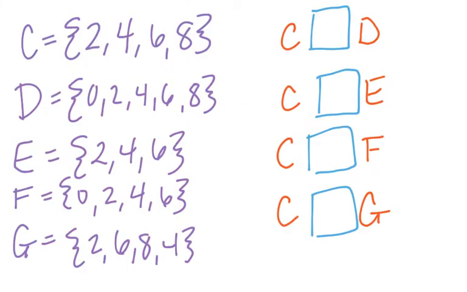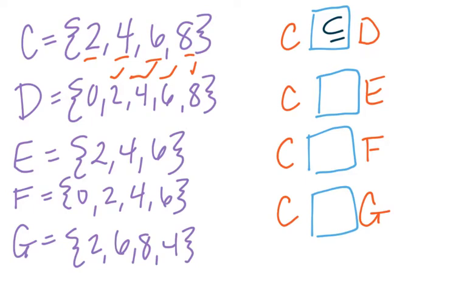And now we're going to look at this and determine which ones are subsets of each other and which ones are not subsets of each other. So comparing C and D. Is every element in C also in D? So C contains the elements 2, 4, 6, and 8, and D contains 0, 2, 4, 6, and 8. So every element in C is in D, so therefore C is a subset of D. I'm going to do that in a different color.